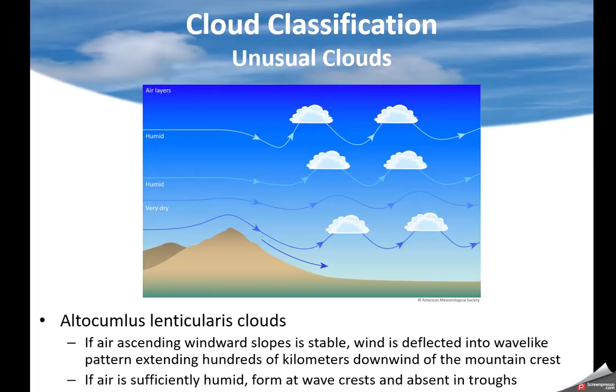There's an unusual cloud called altocumulus lenticular. It occurs on mountain ranges. What happens is air comes down the mountain, and if it's stable, it actually still causes little wave patterns. And when it does that, it will cause clouds to form when the wave is going up. So you wind up with cloud streets on the opposite side of the mountain.